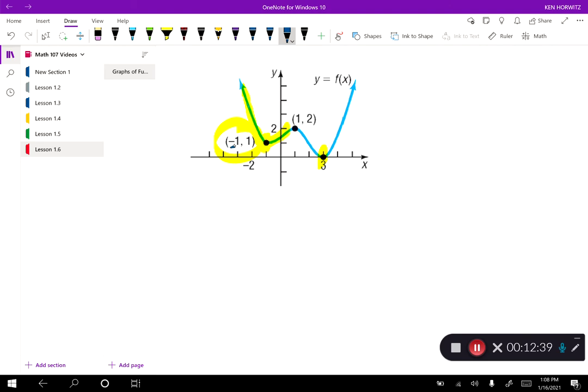But we identify them with the x value. So the local minima are at x equals -1. And in this case, it would be at x equals 3. All right. Now, if they ask, what are the values of the local minimum?